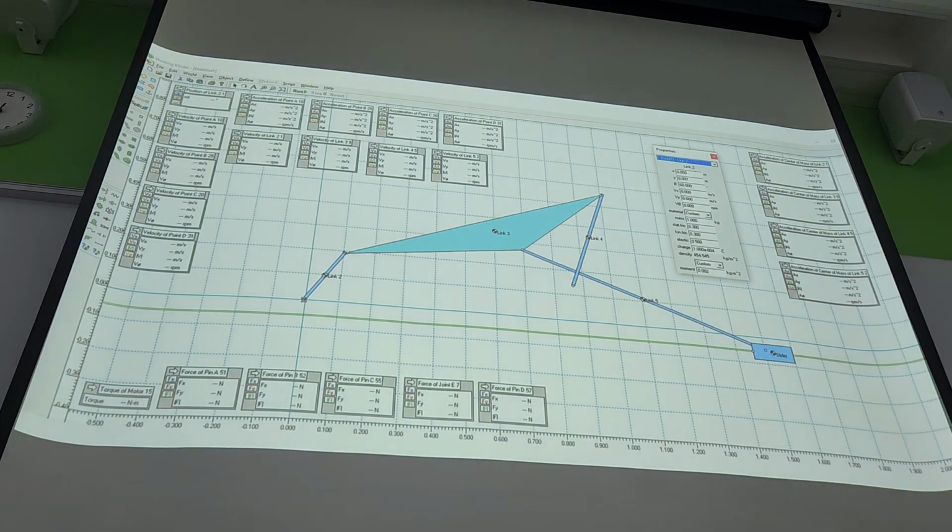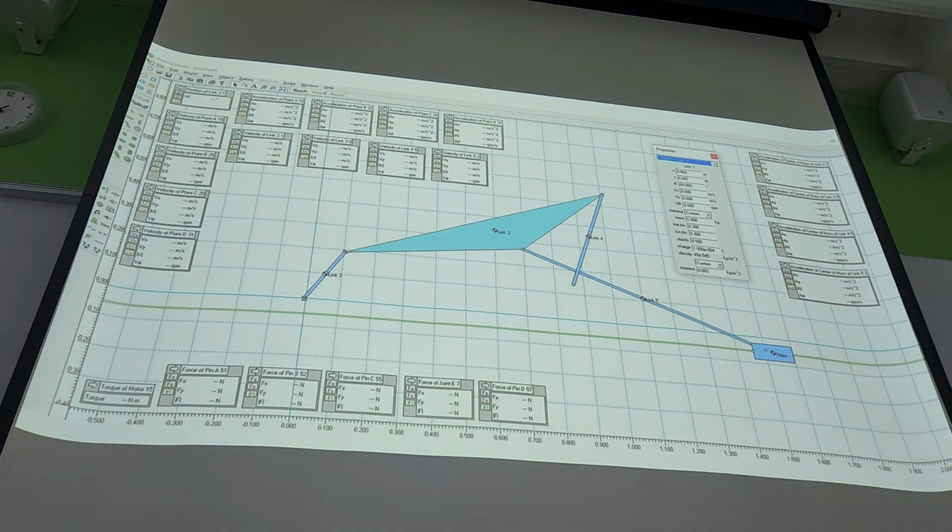Okay, so this is the assignment part. So what are the steps you need to do?